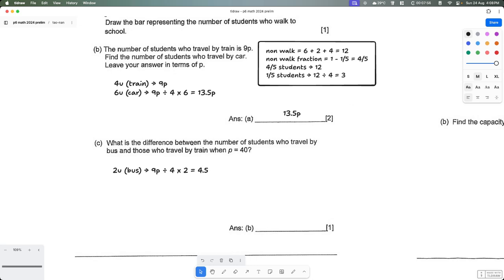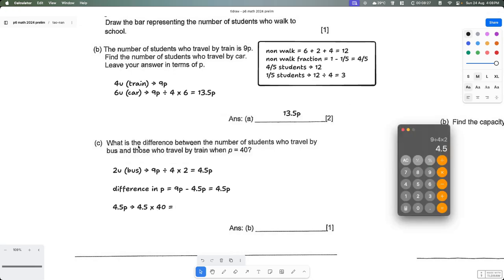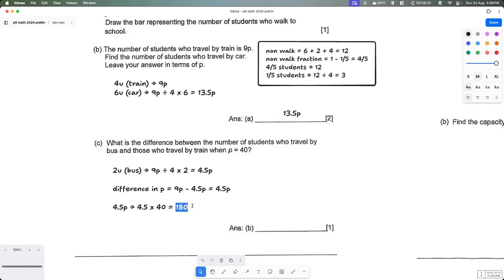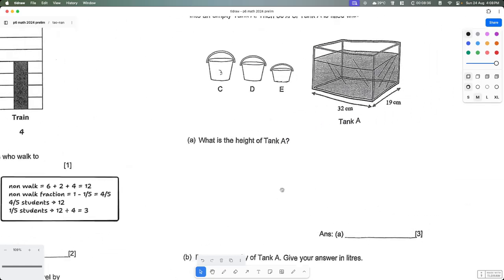Now we know the train is 9p and bus is 4.5p. So the difference between bus and train is 9p minus 4.5p, which is equal to 4.5p. So that means 4.5p is equal to 4.5 times 40. This will give us 180. There you go, so that's the answer, 180. Okay, let's move on to the next question.